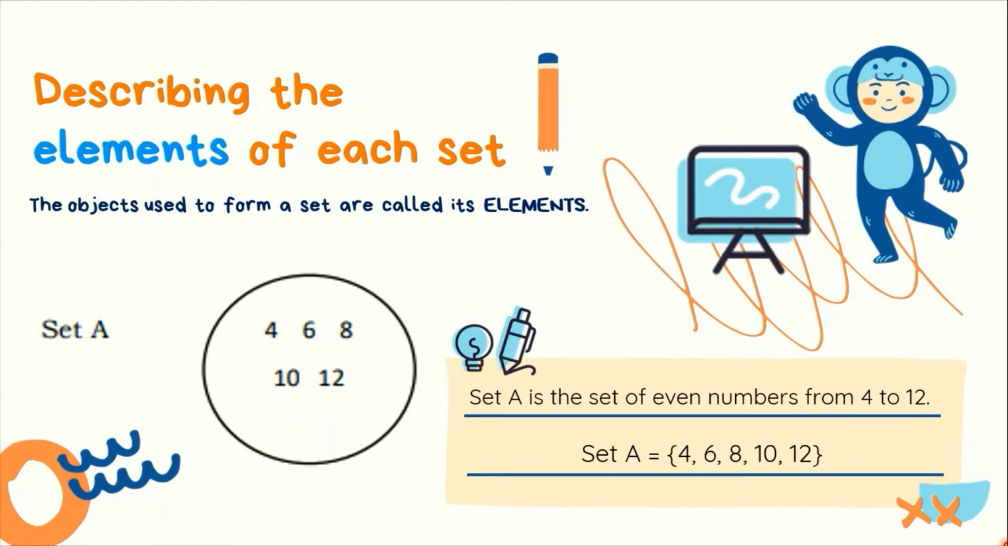Set A equal 4, 6, 8, 10, 12. Yung mga members niya ay listed, separated by a comma each, and it begins with an open brace and ended with a closed brace. No ellipsis because this is a finite set.